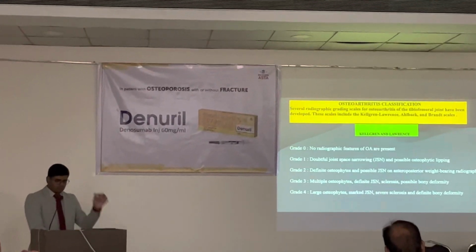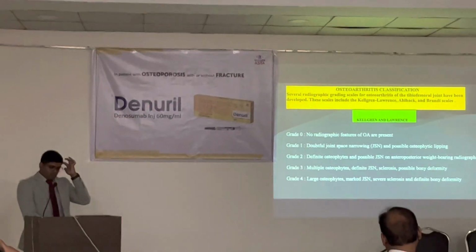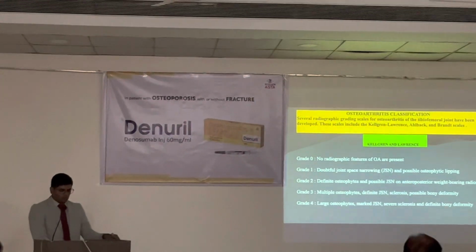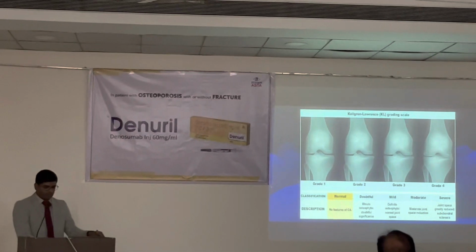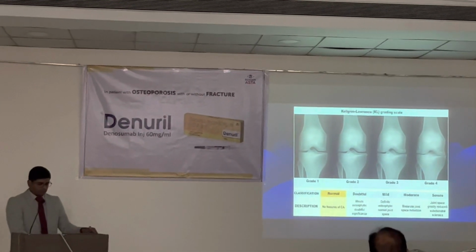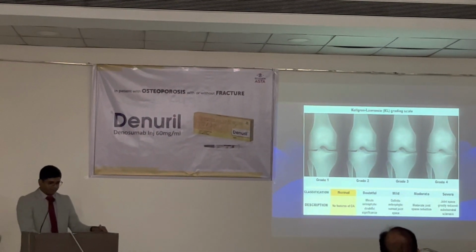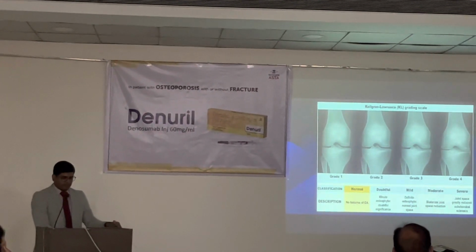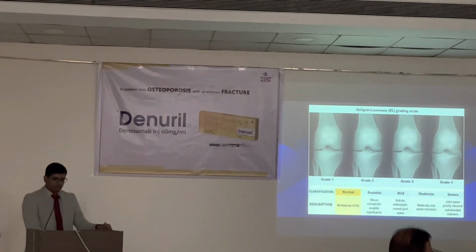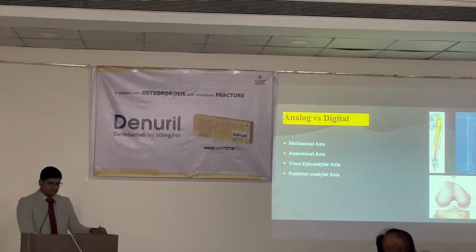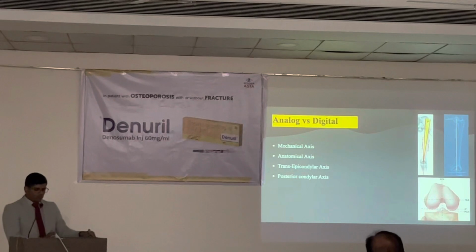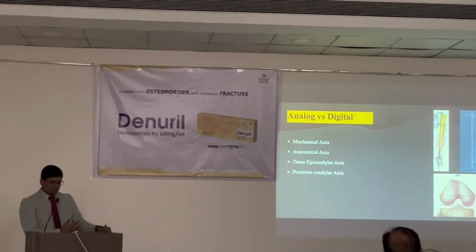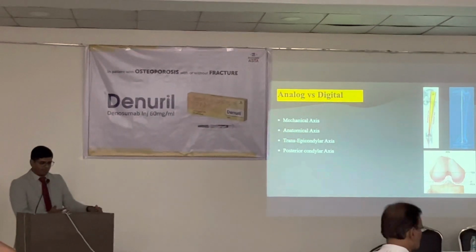So we all know this osteoarthritis classification, the Kellgren and Lawrence classification with grade 0 to grade 4. This is a pictorial example of the osteoarthritis KL grading scale: mild, moderate and severe, where in severe osteoarthritis joint replacement or total knee replacement is the solution. So what do we do in conventional total knee replacement and how is the robotic different?